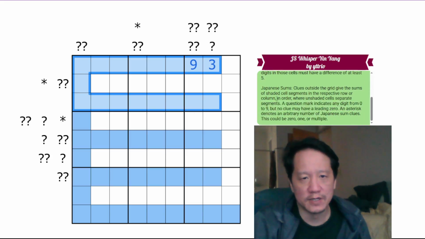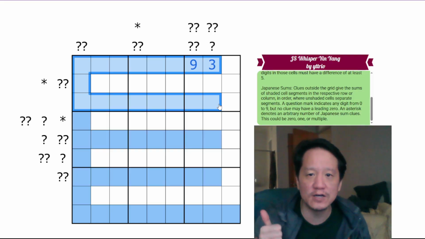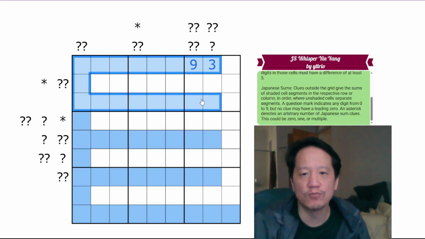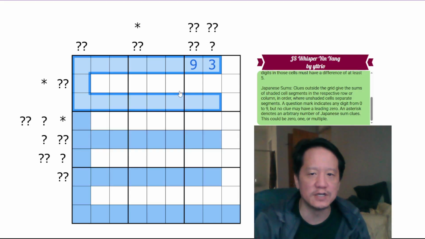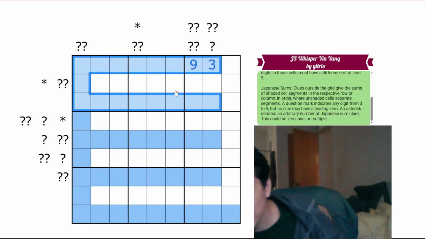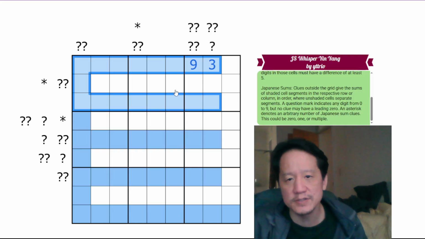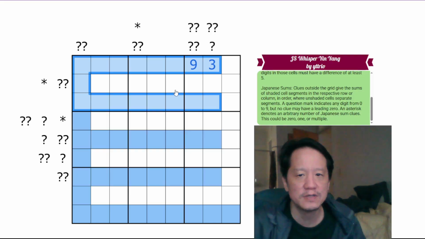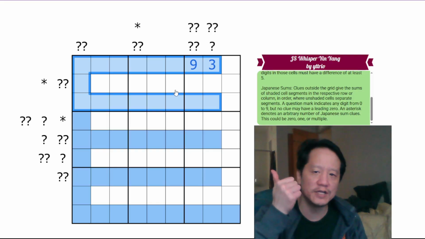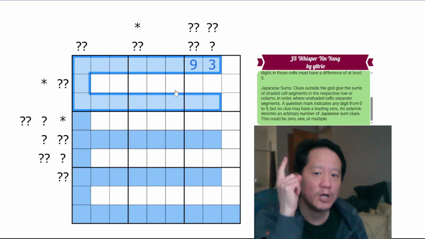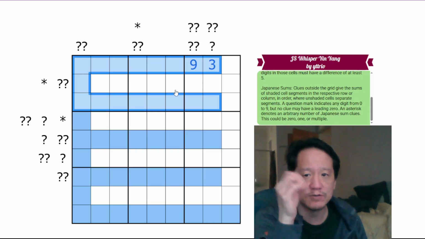Finally, we have Japanese sums, where clues outside the grid give the sums of shaded cell segments in the respective row or column in order where unshaded cells separate segments. A question mark indicates any digit from 0 to 9, but no clue may have a leading 0.